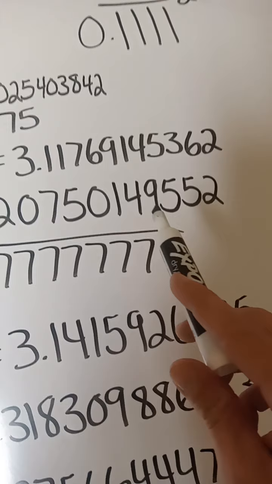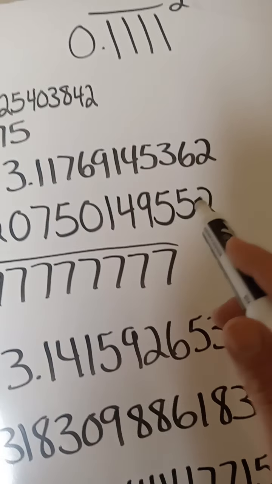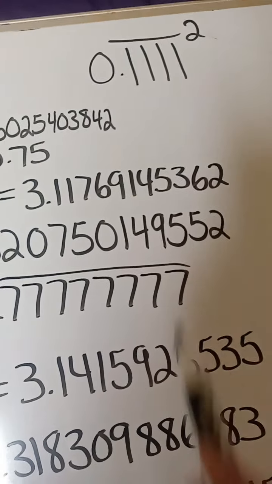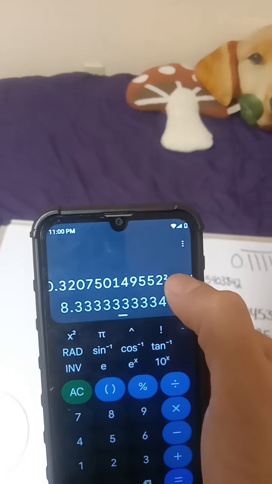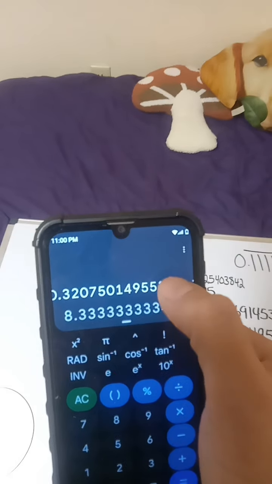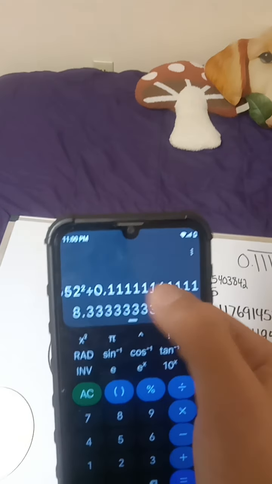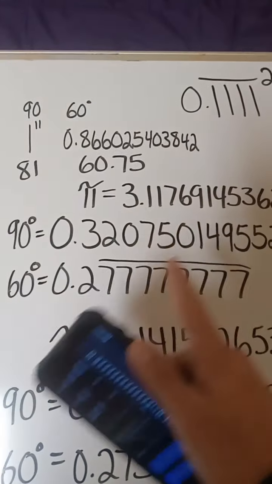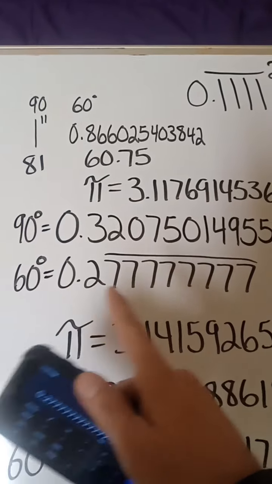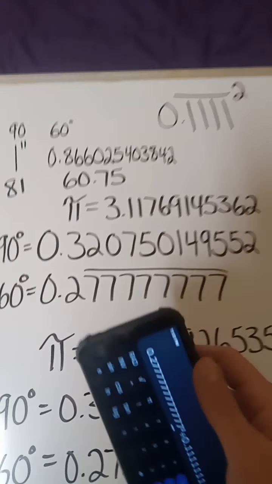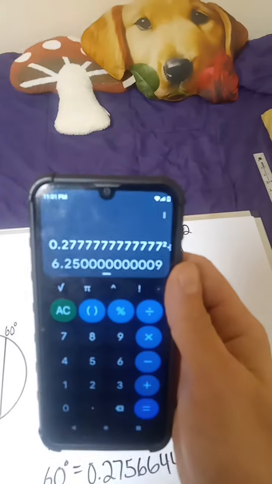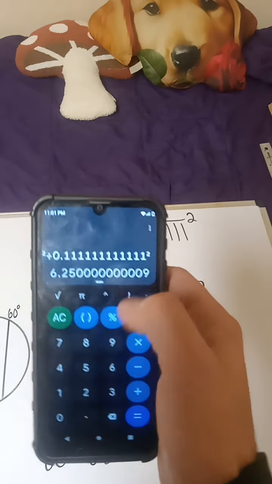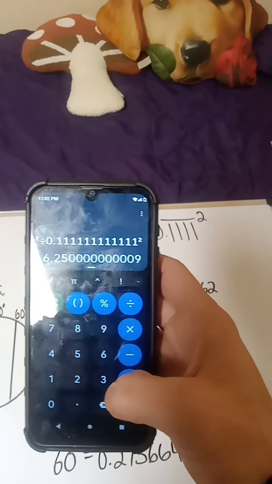0.32075149552. If you square that and divide it by 0.1 repeating squared, it will equal 8.3 repeating. That's 1/12. With the real true value of pi at 60 degrees, it's 0.27 repeating. You square that number and divide it by 0.1 repeating squared, and you get 6.25.